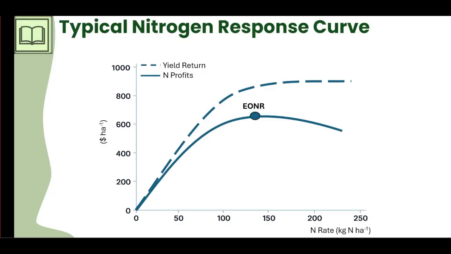And that curve will have a maximum that is called the EONR, or economic optimal nitrogen rate. And then the nitrogen losses follow a hockey stick pattern where they increase almost linearly after the EONR, when the crop is at maximum uptake capacity.